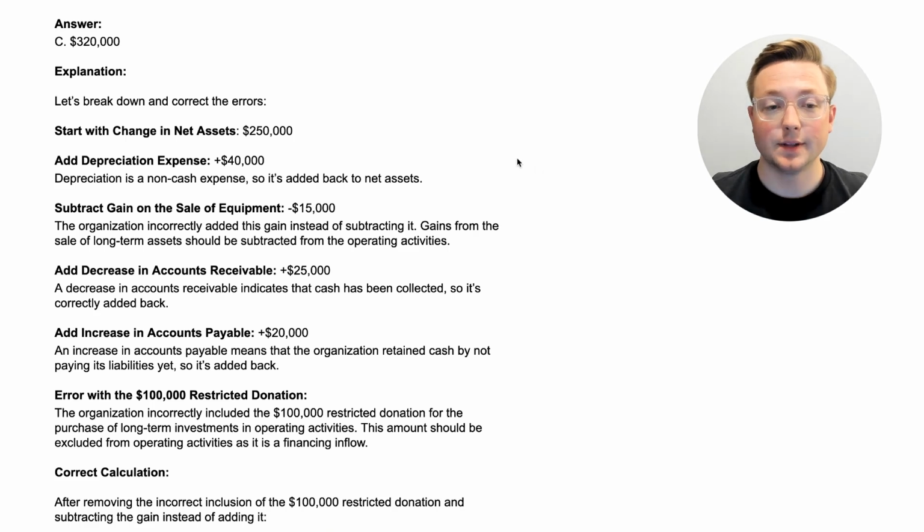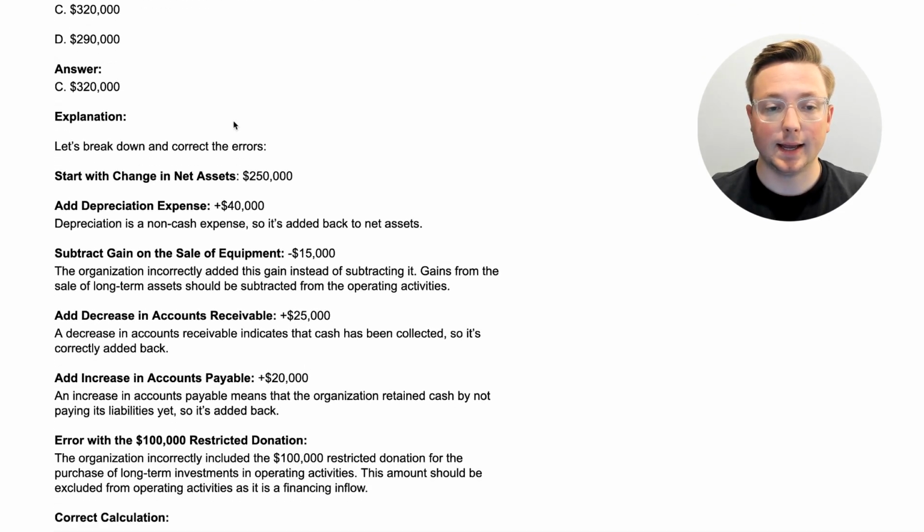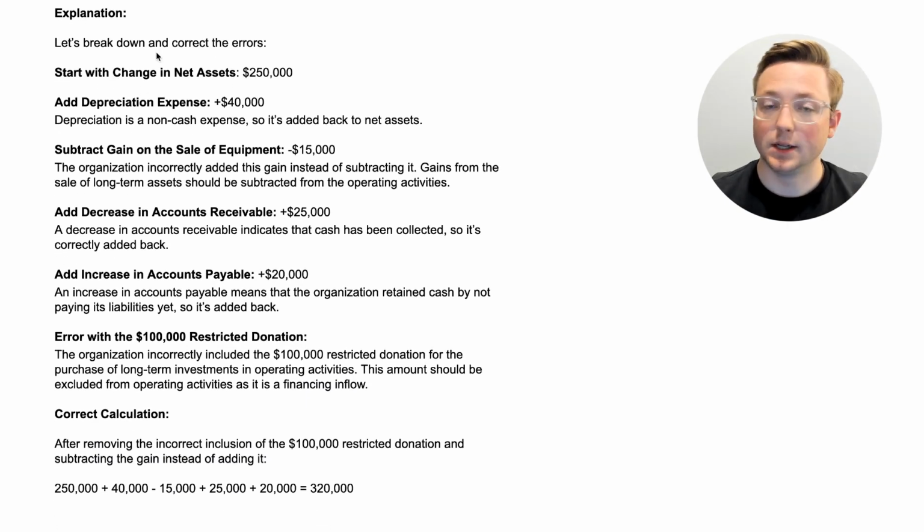All right, here is the answer. The answer is A. It should have been $320,000. So just a reminder, they calculated $450,000 and we should have calculated $320,000. So let's read through this explanation. Let's break down all of this and find the errors.